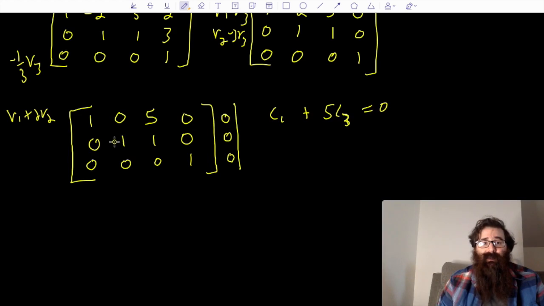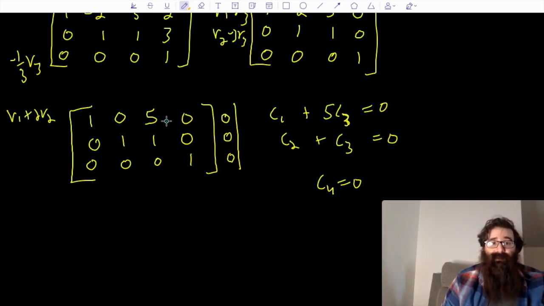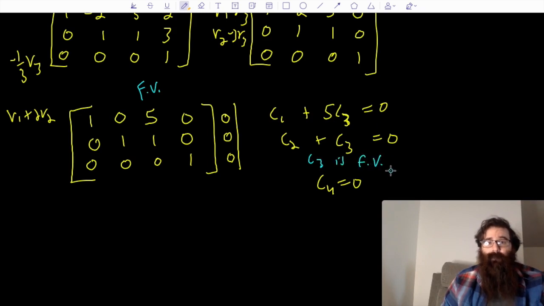This is c sub 3 here. The second row is saying 1c sub 2 plus 1c sub 3 is equal to 0. And then the fourth row is saying 0c1, 0c2, 0c3. It's saying 1c sub 4 equals 0. So it's saying c sub 4 is equal to 0. And importantly, definitely worthwhile to point out that since my third column is the only column that is not a pivot column, this is where my free variable lives, which means that c sub 3 is my free variable.